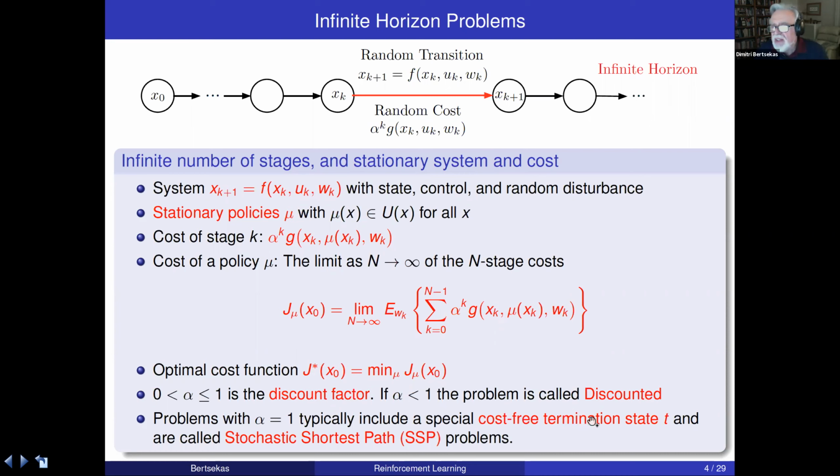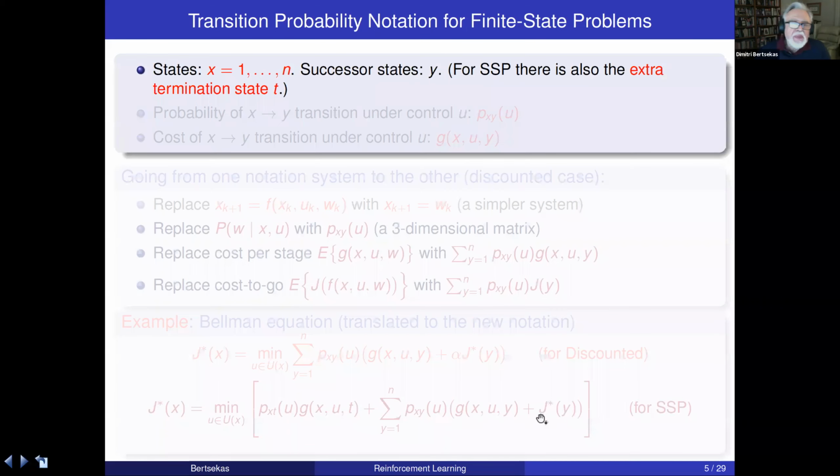It also necessitates a new notation. Okay, we talked about the problem of notation. The notation that we have been using is suitable for deterministic problems and also for problems involving infinite state and control spaces, like in MPC, for example. However, if the number of states is finite, and it's also a stochastic problem, then it's better to have the transition probability notation, which I will now explain.